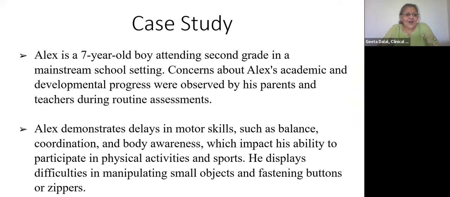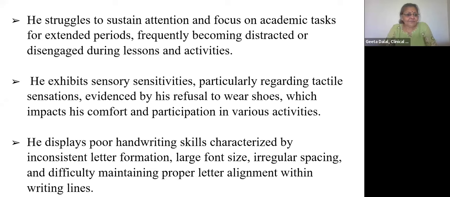This is the case of Alex, who is a seven-year-old boy attending second grade in a mainstream school setting. Concerns about Alex's academic and developmental progress were observed by his parents and teachers during routine assessments. Alex demonstrates delays in motor skills, such as balance, coordination, and body awareness, which impacts his ability to participate in physical activities and also sports. He displays difficulty in manipulating small objects and fastening buttons and zippers.